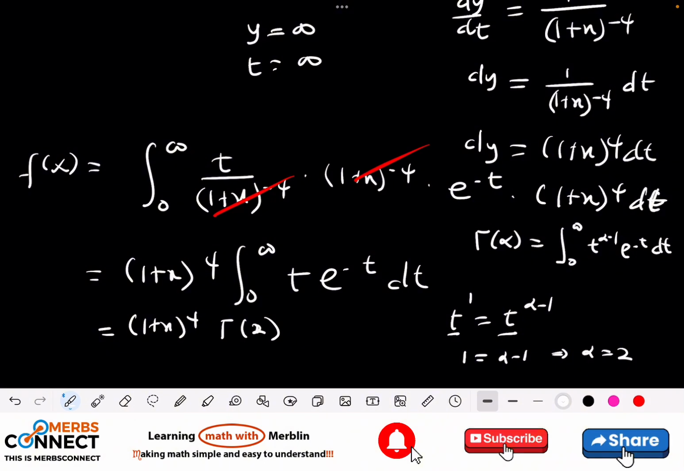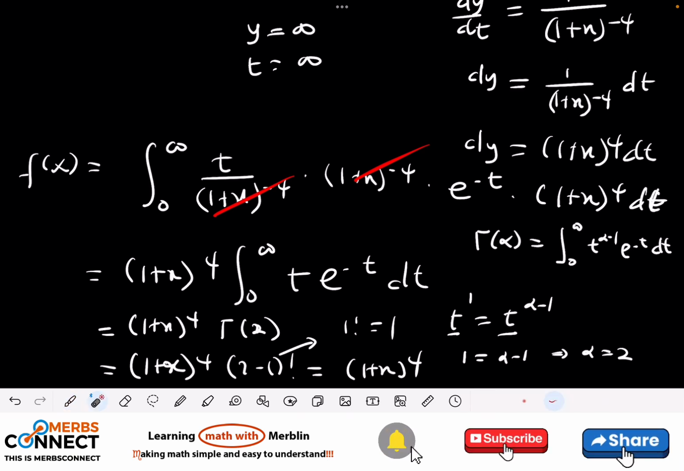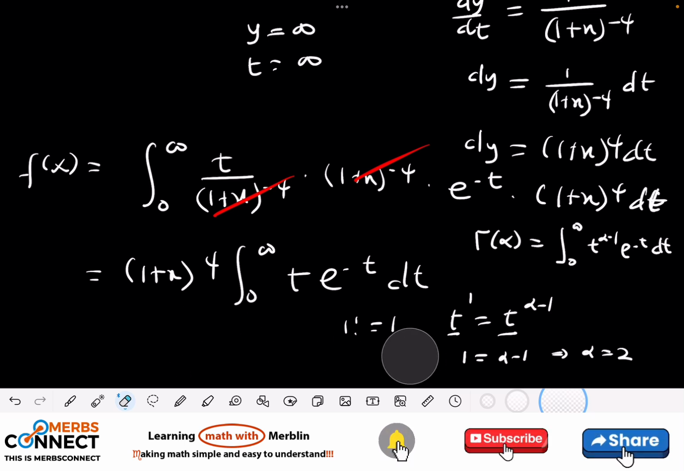Now this gamma of 2 can also be written as 2 minus 1 factorial. And from here, 2 minus 1 factorial is the same as 1 factorial, and 1 factorial is 1. So it means that this is going to give us just 1 plus x to the power 4 for this. This is what you are going to get. But let's assume that they've not taught you the gamma function and you need to use integration by parts. Then going to integration by parts, this is what you are going to get.